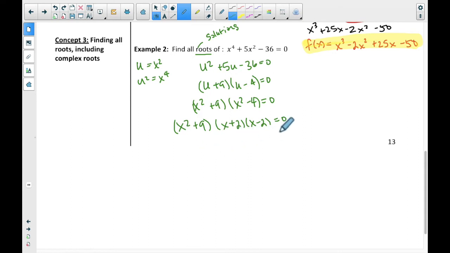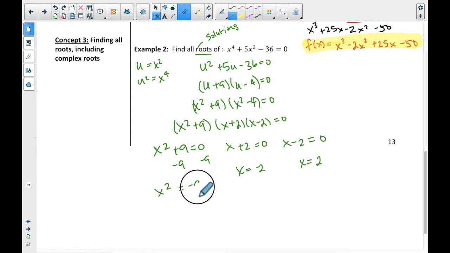This is now my factored form, but I'm supposed to find the solutions, the roots. How do I do that? Well, I set each of these factors equal to 0 in order to find my answers. And so the 2 and the negative 2, those are easy, right? We know how to do that. This one is also pretty easy, but we just have to remember a couple of things. We get x squared equals negative 9. I need to take the square root of both sides, so that gives me x equals plus and minus 3i. Do you remember that? The square root of a negative number is i.